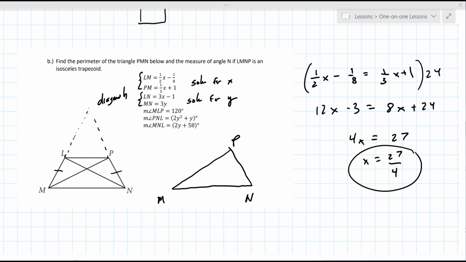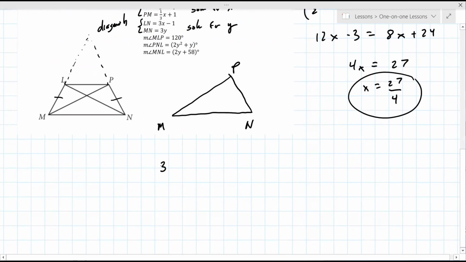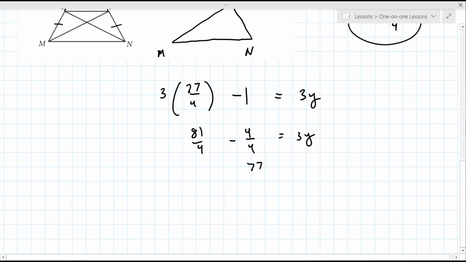Is 77/3 y? Okay, it's very possible. 81/4, 77/4. It's 77/12. So what I did is I multiplied 3 times 27 over 4 minus 1 is 3y, and then you get 81/4 minus 1. So you get 77/4, and then you have to divide that by 3, which is the same as multiplying by a third.